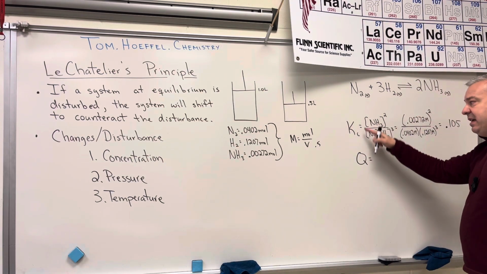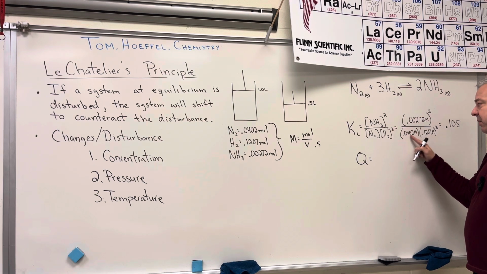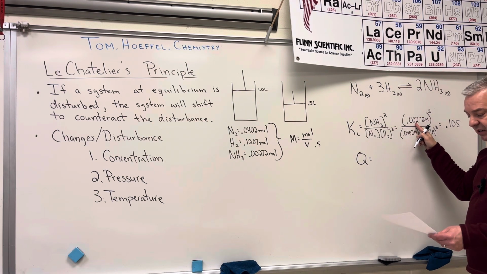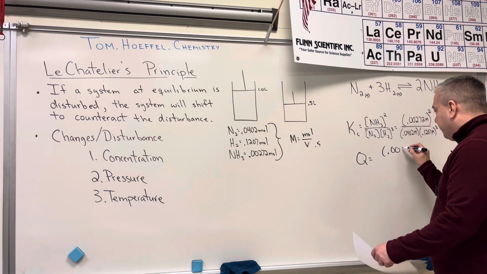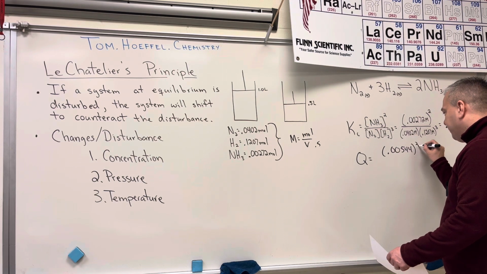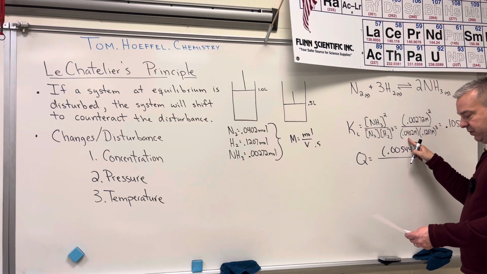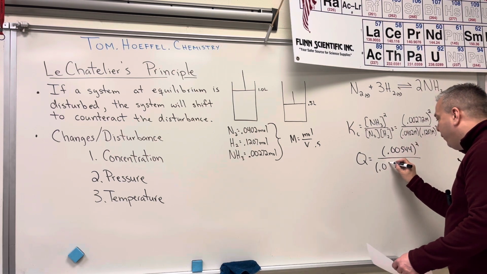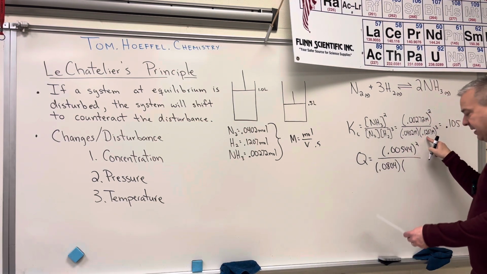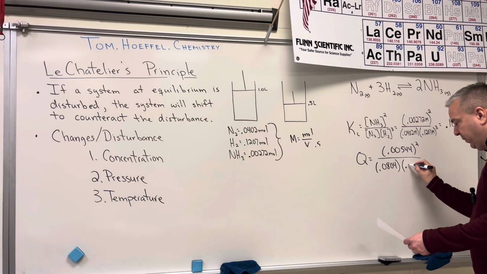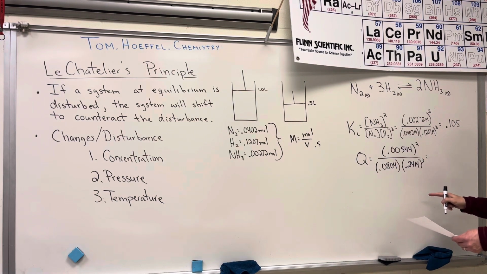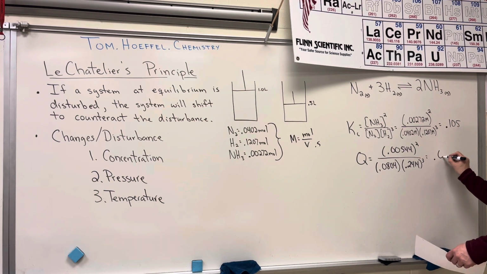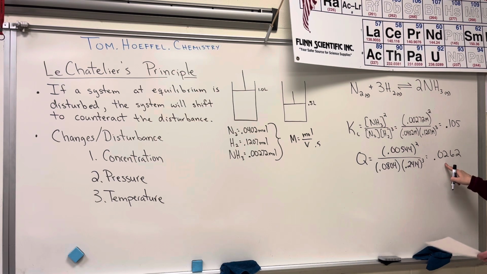I'm going to plug everything into this expression, but I'm going to double all these numbers. So instead of 0.00272, my numerator is now 0.00544, okay? Instead of 0.0402, I'm going to have 0.0804. Instead of 0.1207, I get 0.2414. And when I plug all of this in, I get this answer of 0.0262. And this number is not at equilibrium, okay?